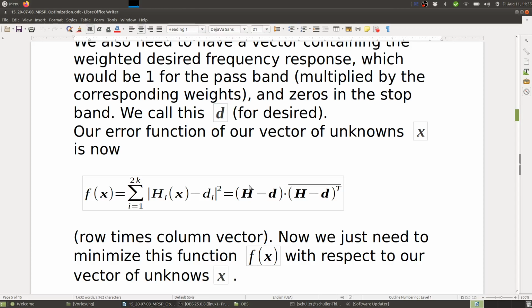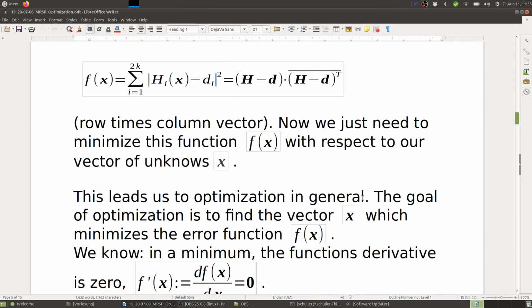We have two vectors, one vector h, the obtained frequency response, and the vector d of the desired frequency response. We take the difference between those two vectors and multiply it with its conjugate transpose to obtain this function value, which is our error function or objective function. So here the first vector is a row vector, the second vector is a column vector, so out comes a number, a positive number. Yeah, so row times column vector.